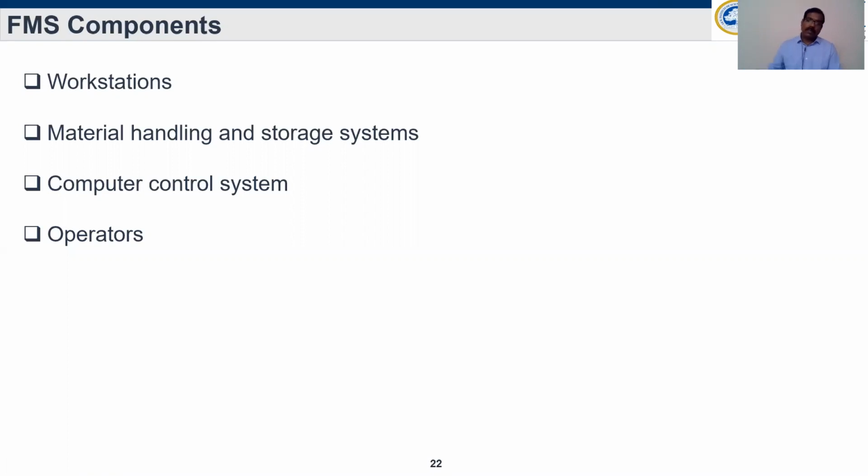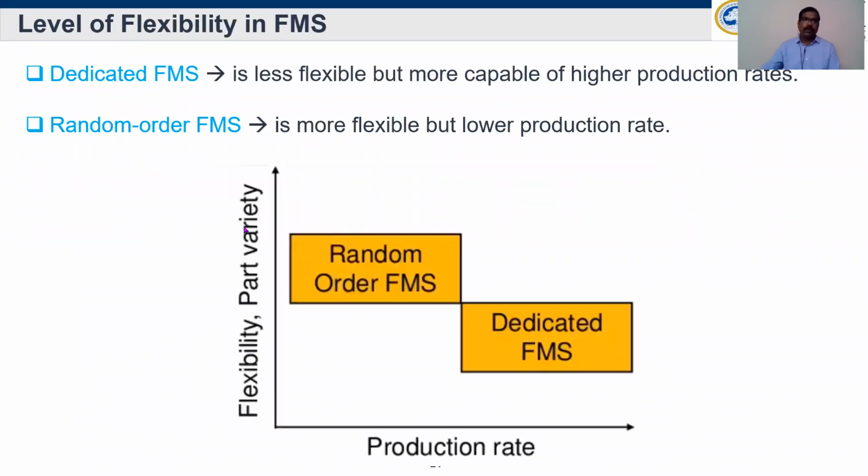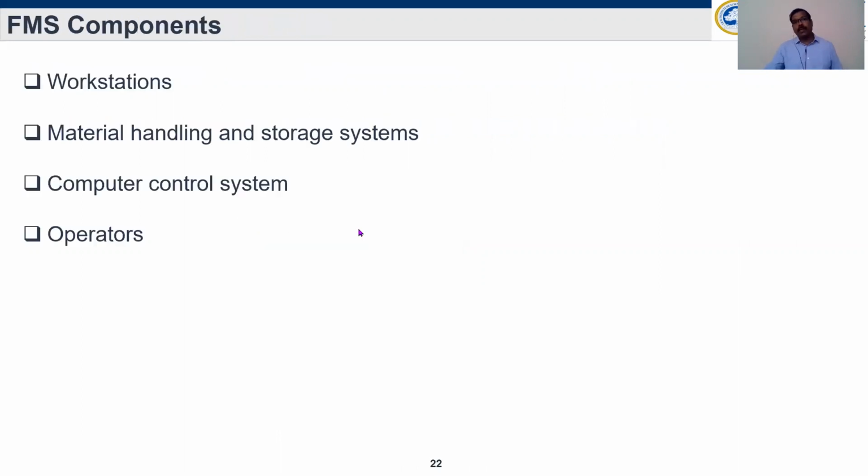Last class we discussed the level of flexibility in FMS systems, like a dedicated FMS and random order FMS. Now we would like to discuss FMS components. What are the components available in FMS?